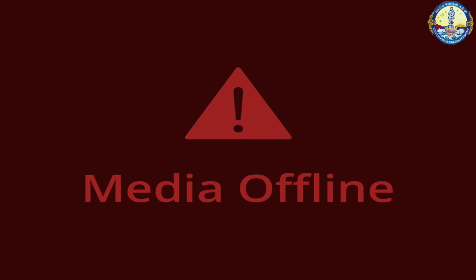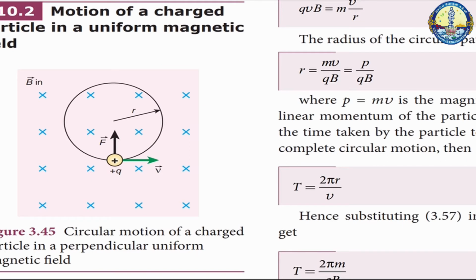The reciprocal of the time period is the frequency. So f is equal to 1 by T. So just invert the time value T. So f is equal to qB by 2 pi m. In terms of angular frequency, omega is equal to 2 pi f. So omega is equal to qB by m. So this equation is called cyclotron frequency or gyro frequency.